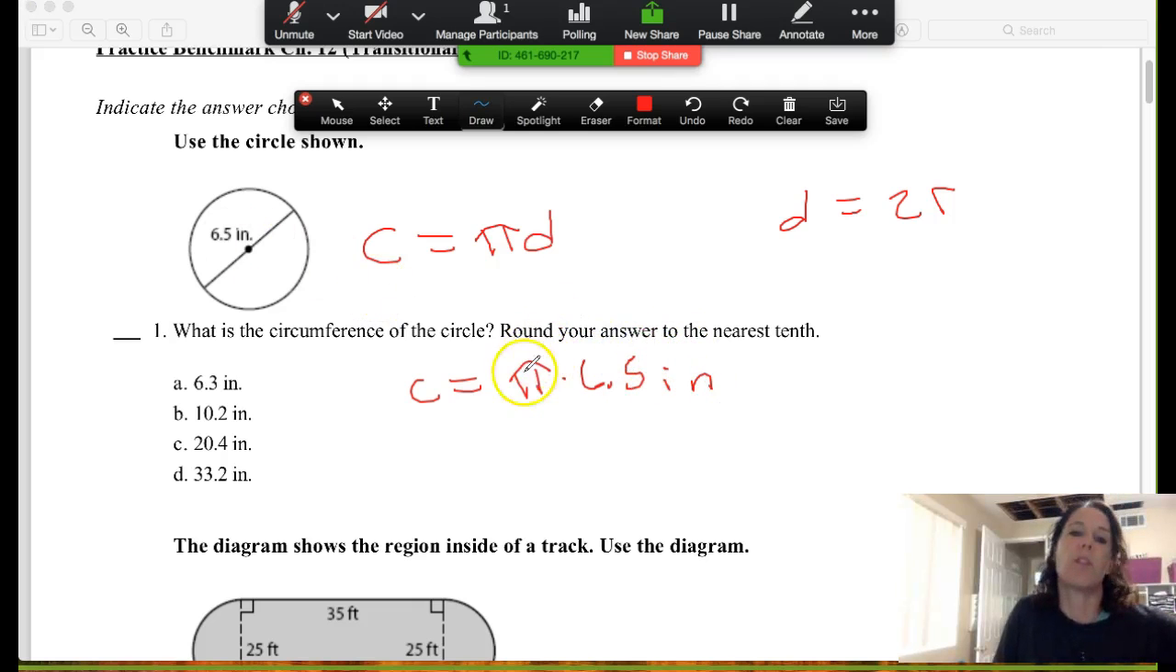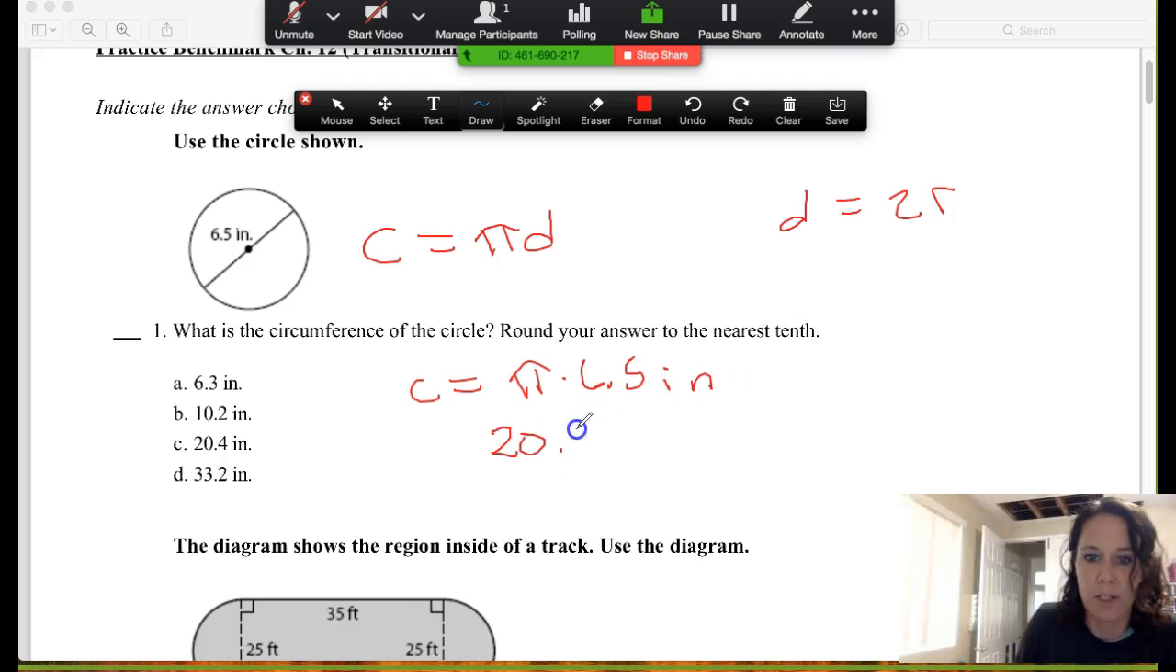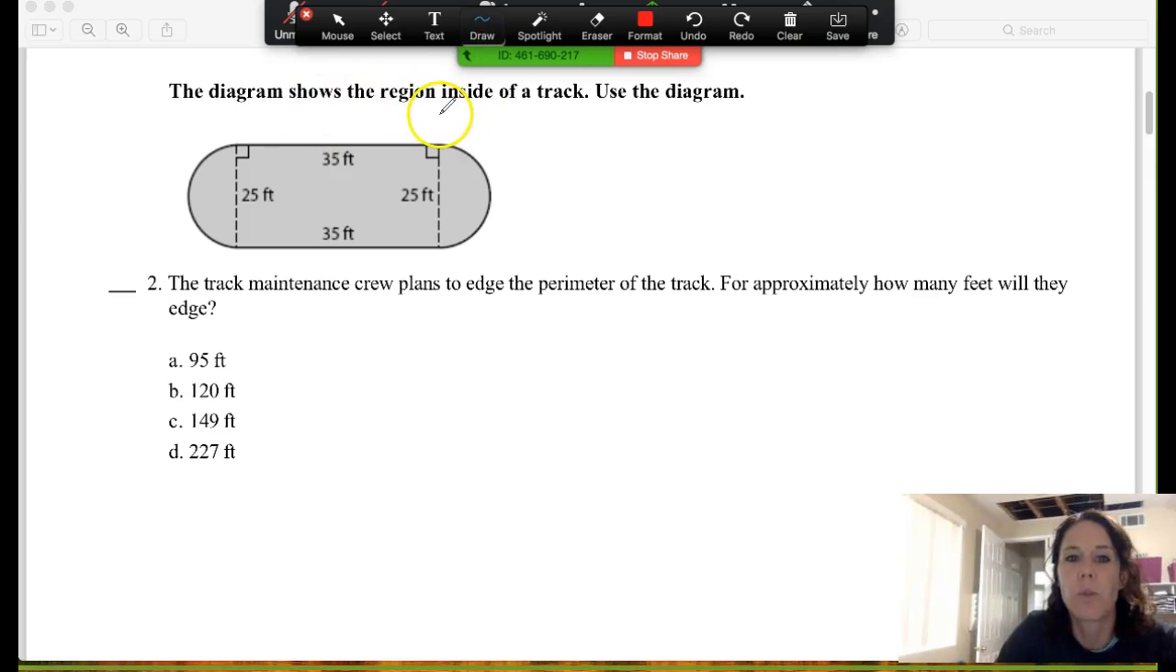Now I'm going to go ahead and use a pi button on my calculator, or even 3.14. So I'm going to go 6.5 times 3.14, and I'm going to approximate this, and I'm going to get 20.41, rounded to the nearest tenth, 20.4 inches. So it's C.